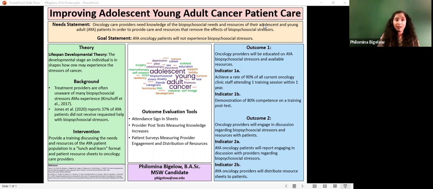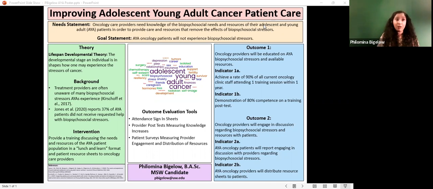AYAs often feel a sense of invincibility, which may delay seeking care and also may impede their treatment compliance for medically prescribed treatments. Additionally, financial barriers for those who are not quite established in their careers and may lack insurance in the United States may be a barrier to initially seeking medical care and also be a barrier to accessing specialized treatment resources.